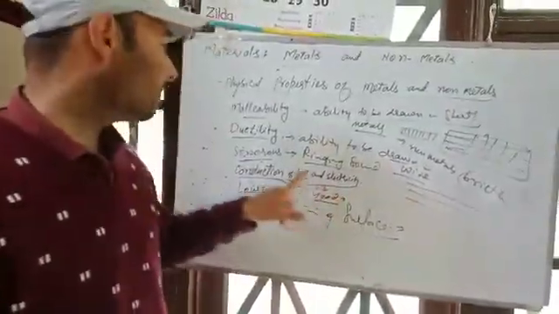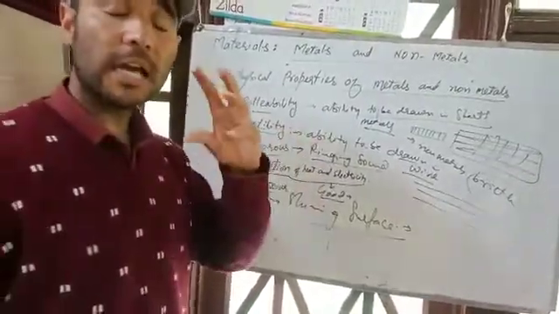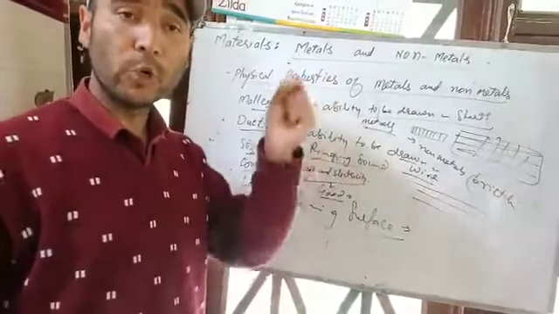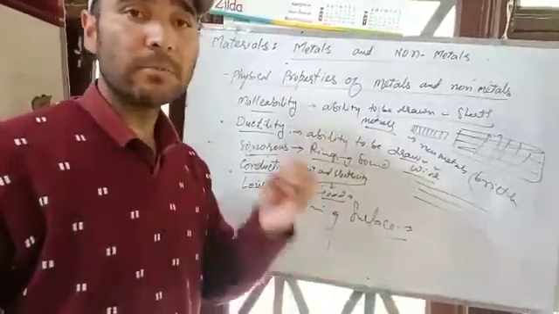They are dull. They are bad conductors of heat. They are not sonorous. They are not ductile. That means they have a brittle nature. When you beat them, they cannot be drawn into sheets. They cannot be drawn into wires. That means brittleness.